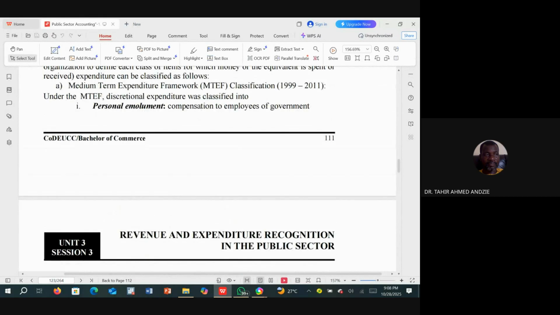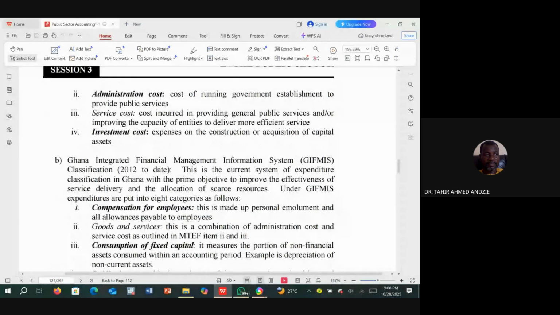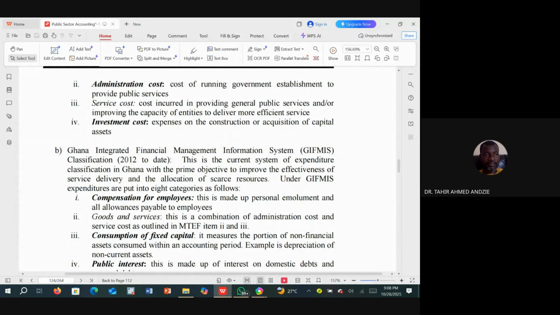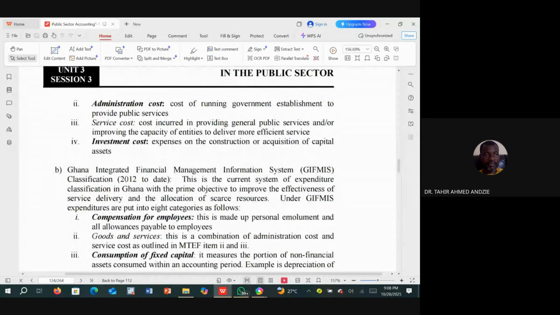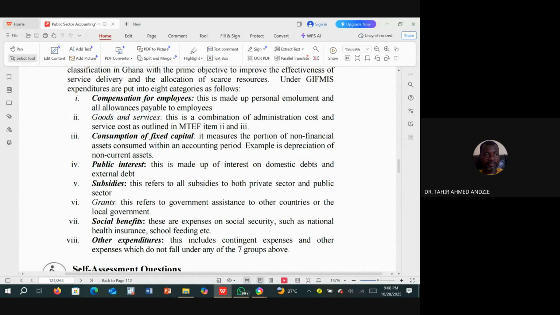Under the MTEF, the classification were 4, just 4. But just that a lot of things were put together: personal emolument, administrative costs, service costs, and then investment. Now, under the GIFMIS, we have 8. The first one is compensation for employees, and it's like the first one, personal emolument. This is made up of personal emolument and all allowances payable to employees.